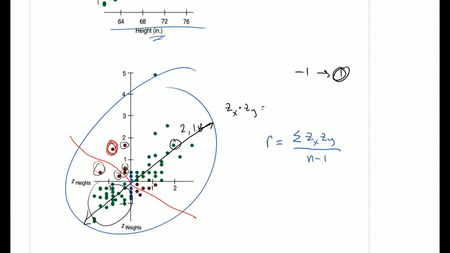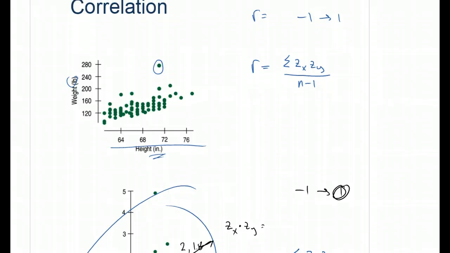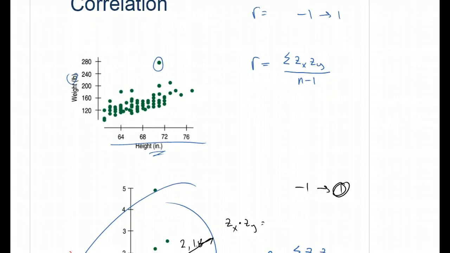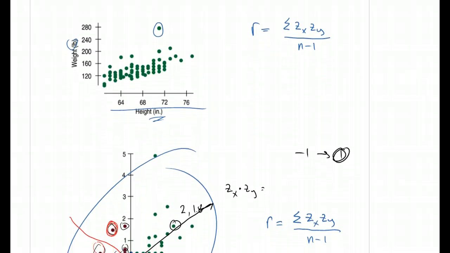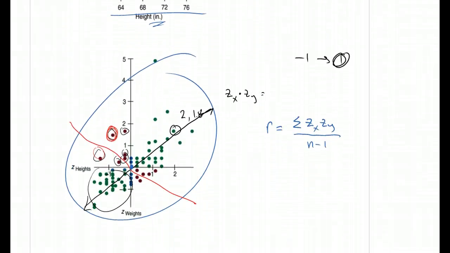If we left it in inches and pounds, it would be a crazy number that would only make sense for inches and pounds. So that's why you want to standardize everything into z-scores.